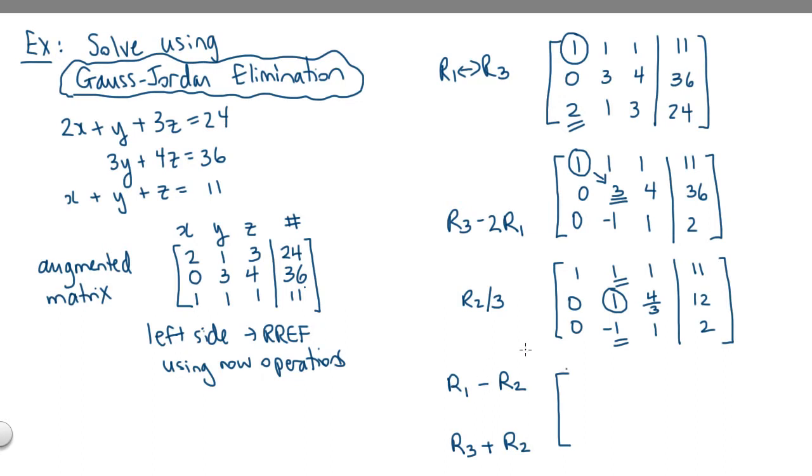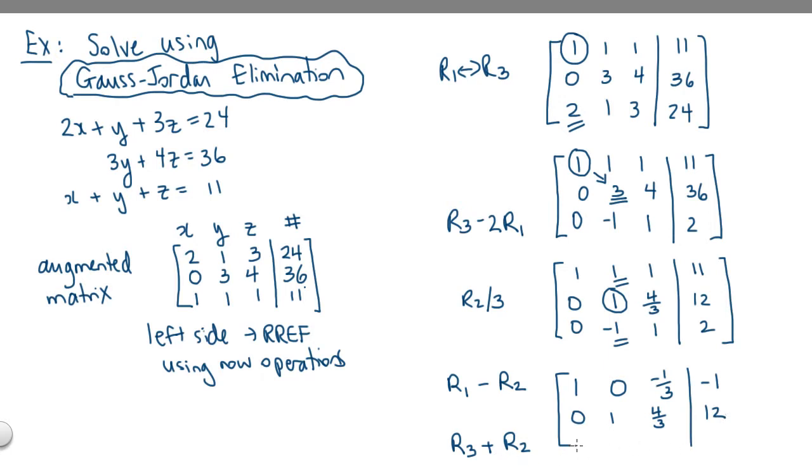Row 1 minus row 2 is going to give us 1, 0, and then we'll have to do 1 minus 4/3. So let's think of this as 3/3 minus 4/3 will give us minus 1/3. It's good practice with our fractions. And 11 minus 12 will give us negative 1. Middle row is going to stay the same.